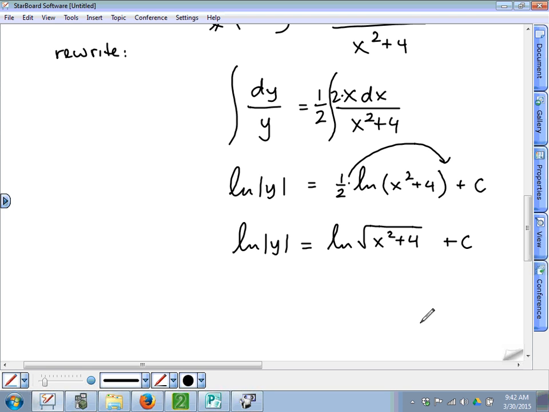Flip back to the last section of notes. Go back to 6.2 real quick. Very quick. One of the last examples we did, if not the last example, do you remember what happened when we ended up with a natural log of something? Check out one of those examples. Come on, it's in there. Look in 6.2.